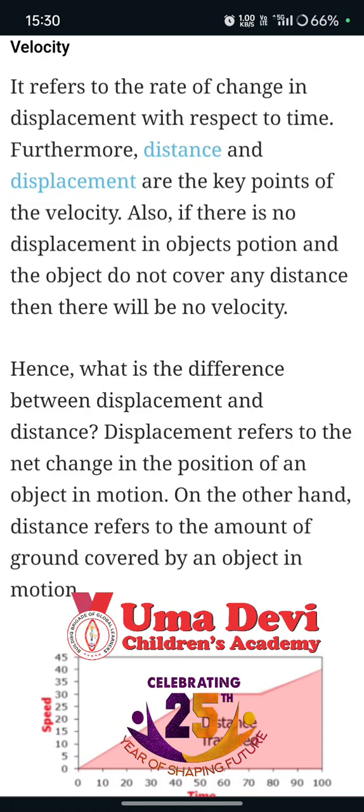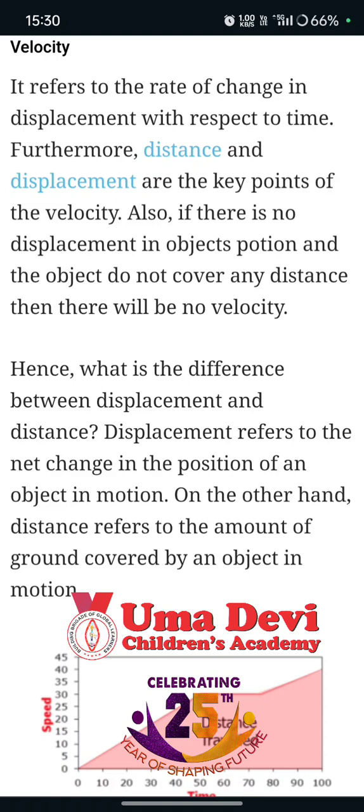As we have already discussed in the class, the distance is the path traveled by an object and the displacement is the shortest distance between two points. The shortest distance between the two points is known as displacement. And what was the distance? The total path traveled by an object was called distance.